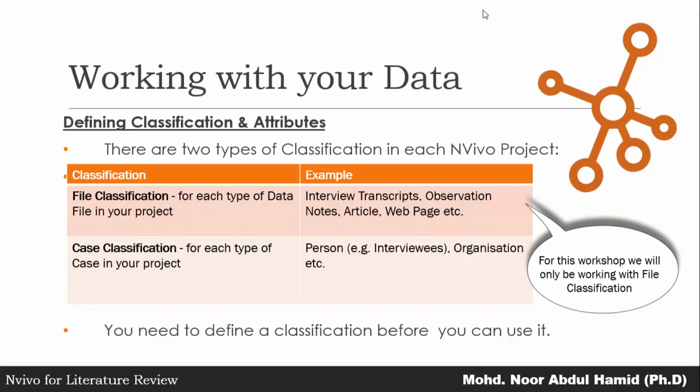So there are two types of classification in NVivo, as I said just now. File classification refers to the data. Case classification refers to the unit of analysis, or type of case in your project.